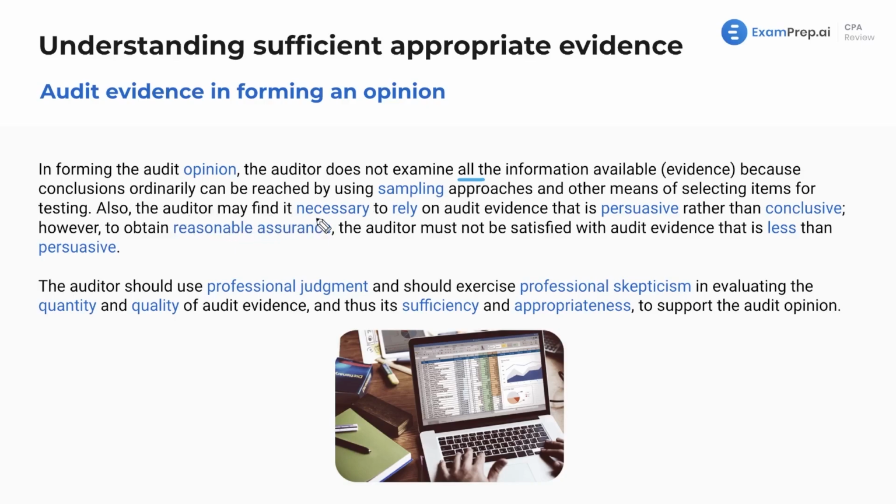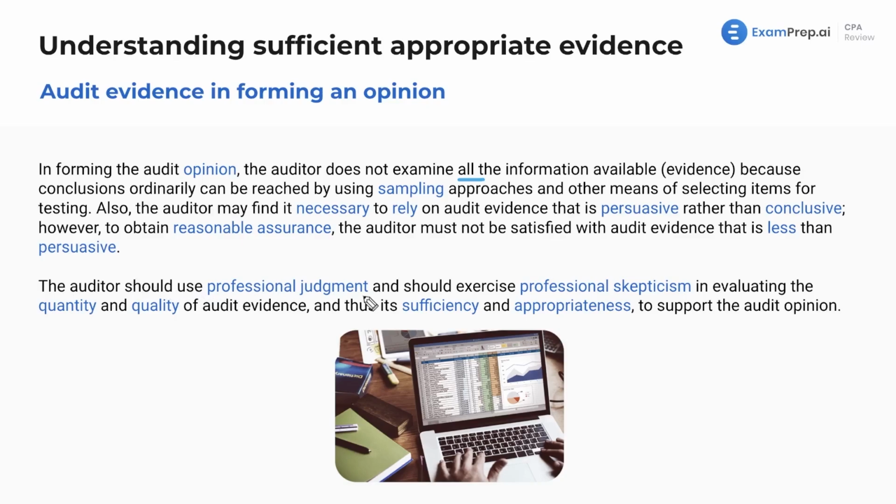Also, the auditor may find it necessary to rely on audit evidence that is persuasive rather than conclusive. However, to obtain reasonable assurance, the auditor must not be satisfied with audit evidence that is less than persuasive. Do not be persuaded by that audit evidence. Don't let it sway your mind. Make sure that you are assessing audit evidence that is actually helping you to reach a conclusion.